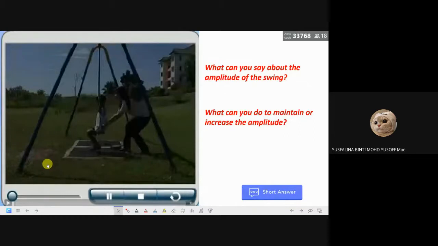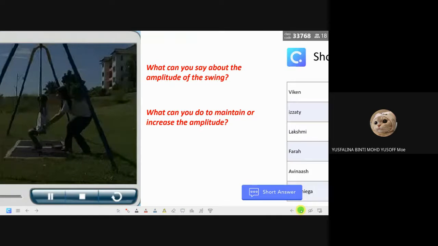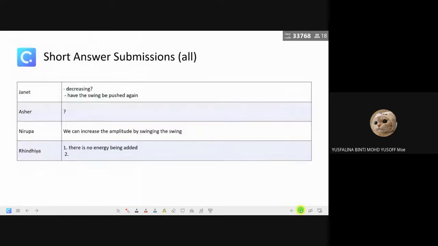Okay, and how to maintain or increase the amplitude? It means you have to push the swing harder, or you can say you give more force when you push the swing. So it will increase the amplitude. Okay, so that's the answer. Let's move on to the next part.